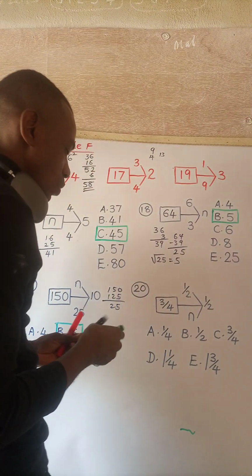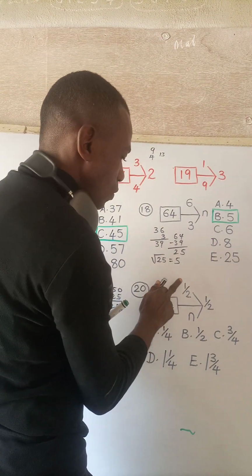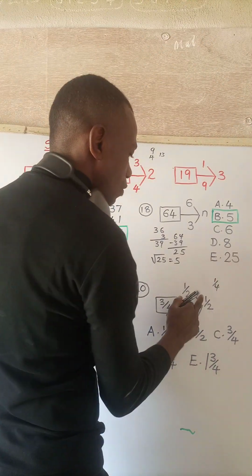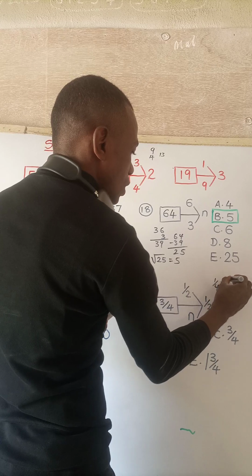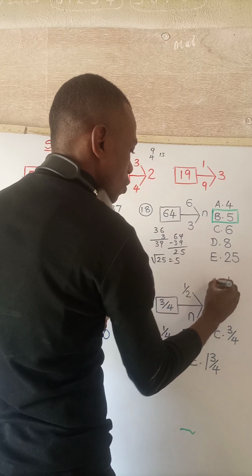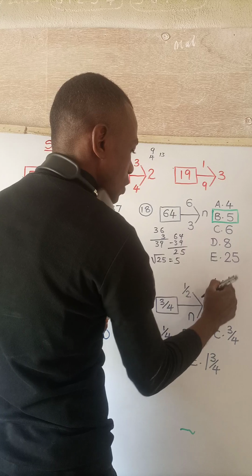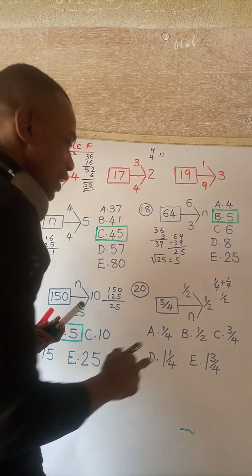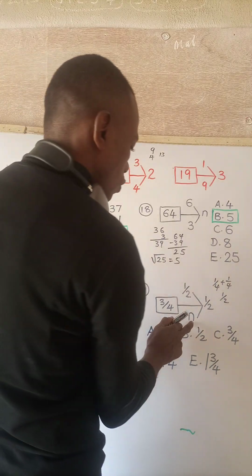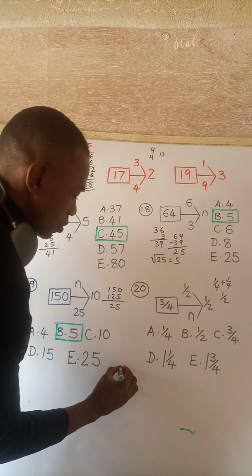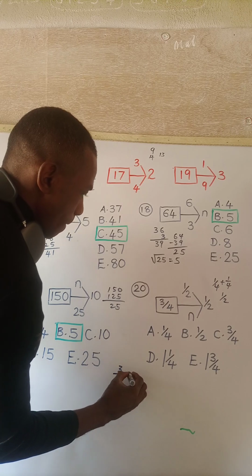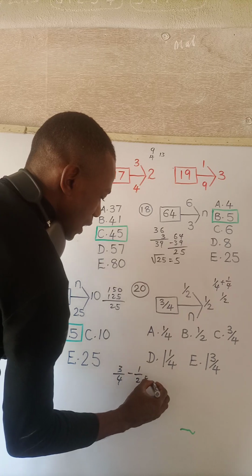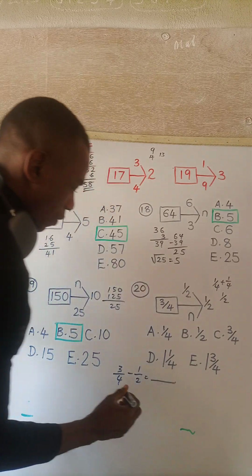In question number 20, what they did here is very simple. We do 1 over 2 times 1 over 2, it will give us 1 over 4. 1 over 2 times 1 over 2, it will equally give us what? 1 over 4. So 1 over 4 plus 1 over 4 will automatically give us what? 1 over 2. Okay. Now for us to find the value of what will be here, we will now do 3 over 4 minus 1 over 2. Okay. And the answer will become what? 1 over 4.